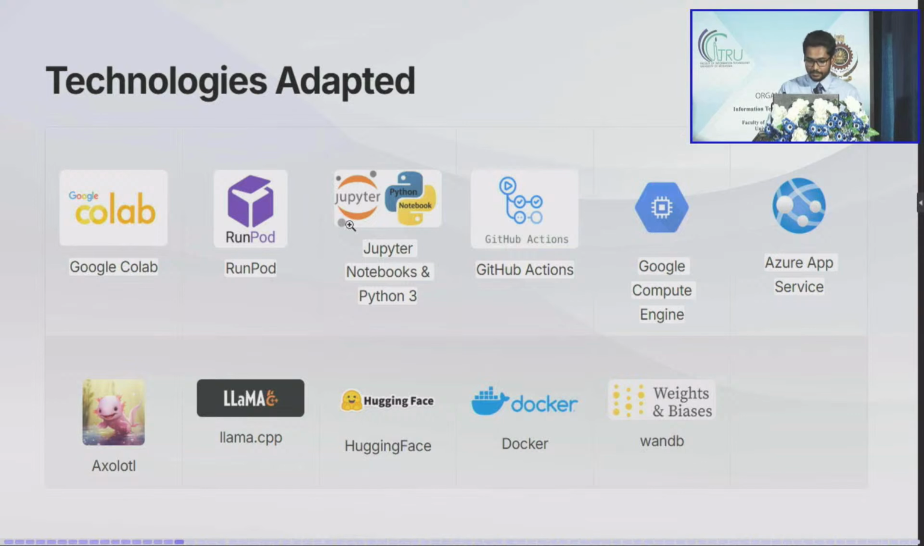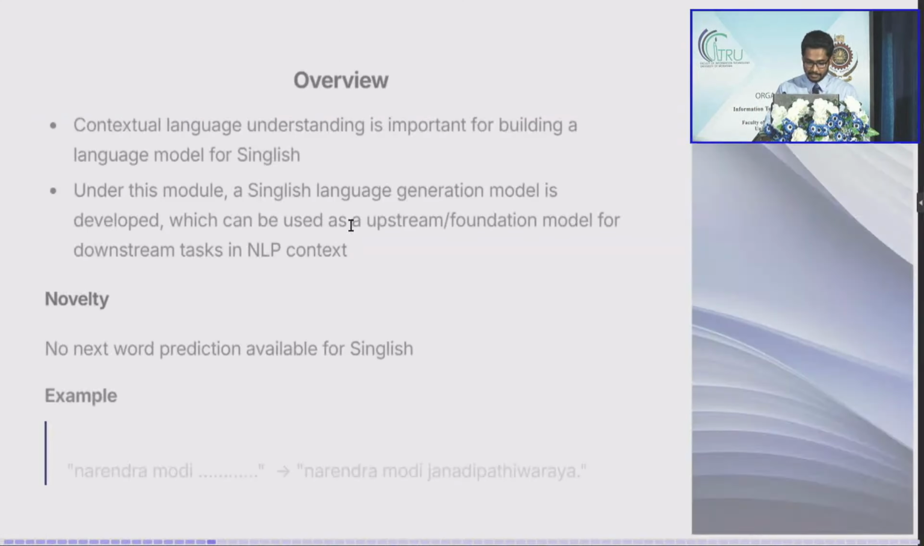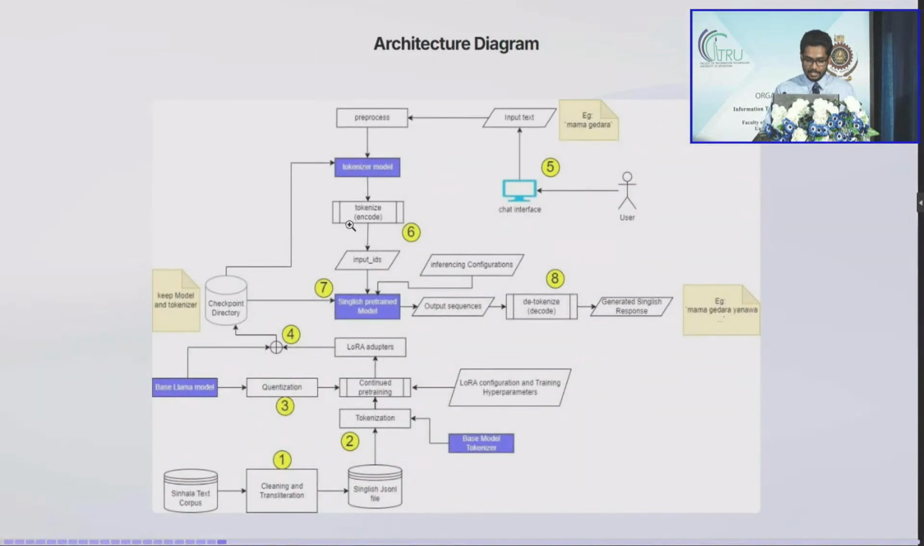And also we tried several tools that would enable us to continually pre-train the already existing mainstream models to what we have. And also we use industry practices like Weights and Biases to keep and save our training records, so everything is accessible. Now the main task, the upstream task, we trained using the objective of next word prediction, and for that we tried different approaches, and this is the overall high level architecture.